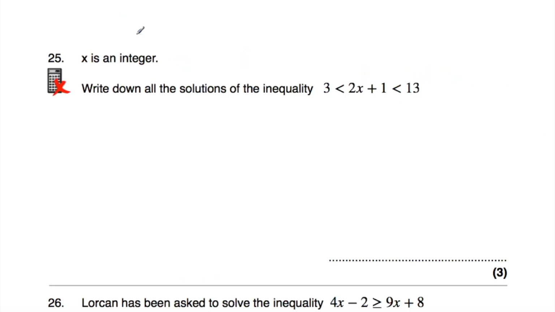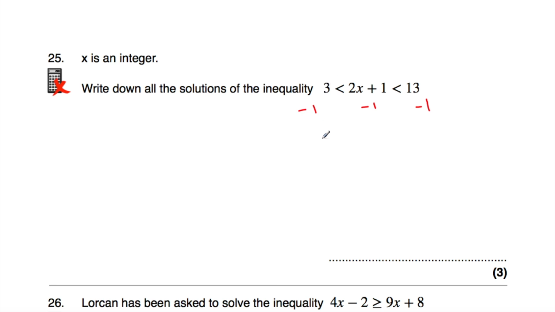So question number 25. We're told that x is an integer. We've been asked to write down all the solutions of the inequality 3 is less than 2x plus 1, which is less than 13. So what we're going to do is we want to get x in the middle here on its own. So let's take away 1 from everything. So if we take away 1 from everything, what would we get?